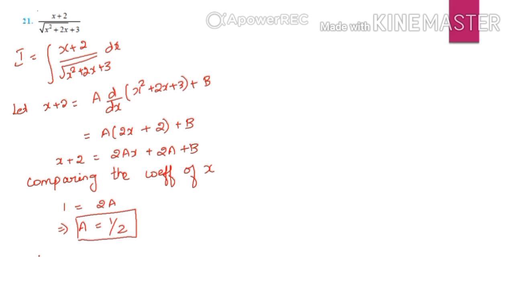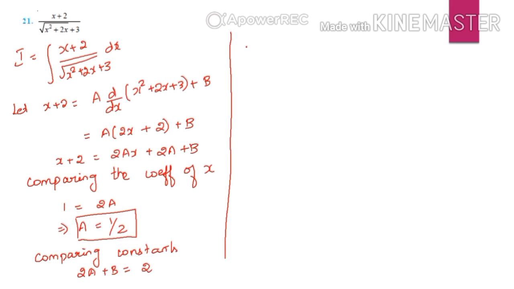Now what is the other thing we have to find out? We have to find out the value of b. It is possible by comparing the constants. So on comparing the constants we get 2 is equal to 2a plus b. But we found out the value of a to be 1 by 2. So 2 into 1 by 2 plus b is equal to 2. So the 2 gets cancelled, and b value is 2 minus 1, which is 1. So we found out the value of b.